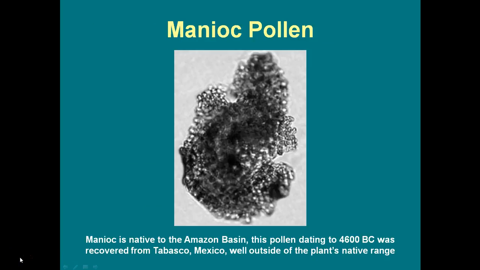Pollen is another source of microscopic evidence, and when you find pollen of a plant outside its native range of distribution, you know that it was introduced by people and is likely a domesticated variety. So here's some manioc pollen that was recovered from Tabasco, Mexico. Now manioc is native to the Amazon basin far to the south in South America, and this pollen dates to 4600 BC, indicating that this domesticated plant was introduced from South America into Mexico that early.